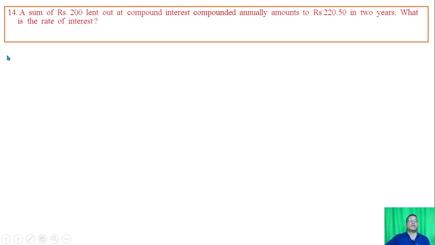Question number 14. A sum of rupees 200 lent out at compound interest compounded annually amounts to rupees 220.5 in 2 years. What is the rate of interest?